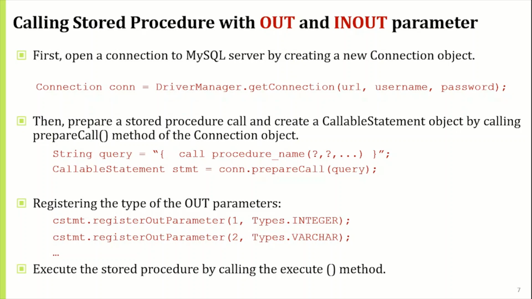Next, calling a stored procedure with out and in out parameters. First, we need to create a stored procedure with an out or in out parameter. Next, we need to establish a connection by creating a connection object to the MySQL server. Then we need to prepare a stored procedure call and create a callable statement based on the example given here. In addition to that, we need to register the type of out parameters with the help of the registerOutParameter method. This method takes two arguments. First argument is the sequence of the parameter, and the second one is the data type of the parameter.